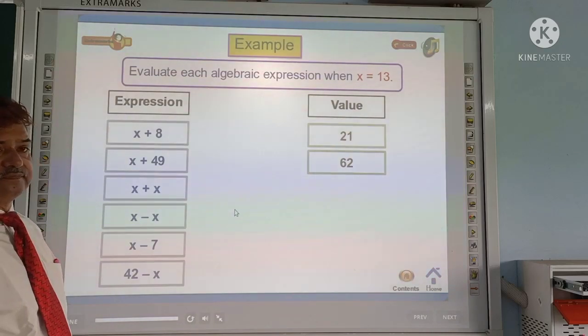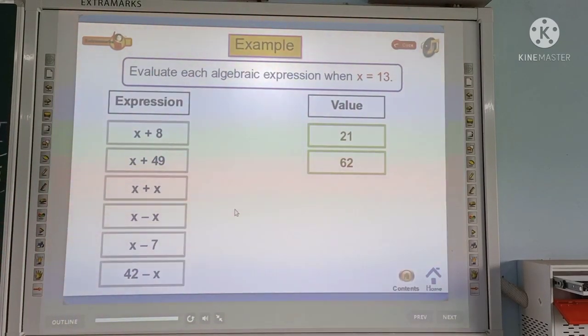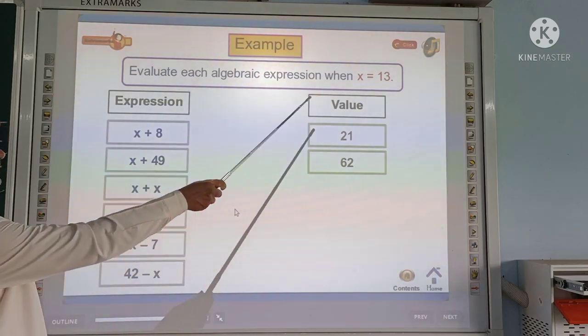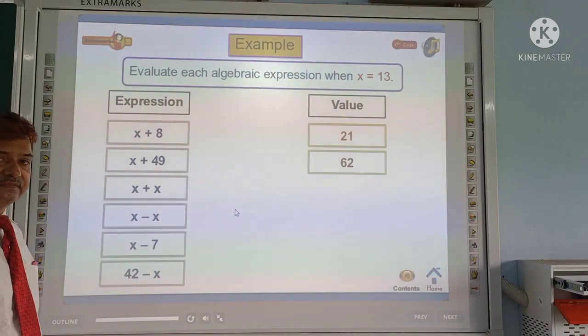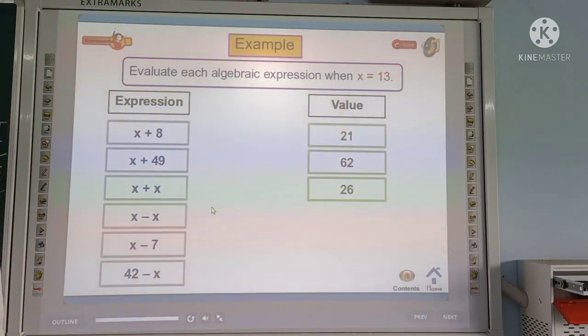The second expression is x plus 49. Its value when x is equal to 13 is 62. Now x plus x means 13 plus 13. Yes. The third expression is x plus x. Its value when x is equal to 13 is 26.